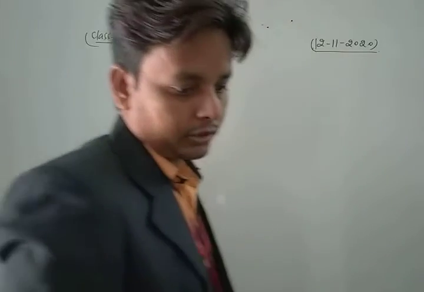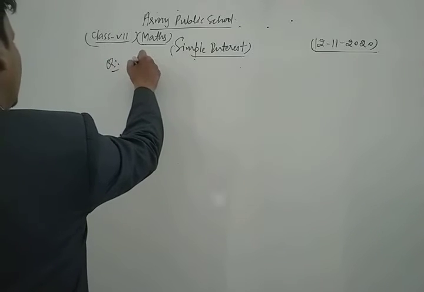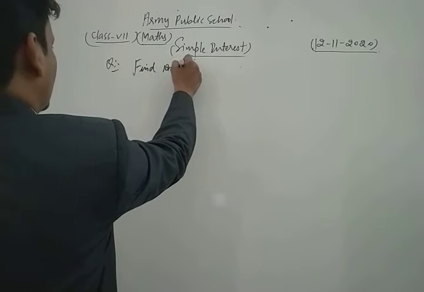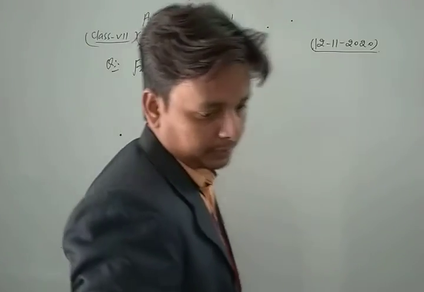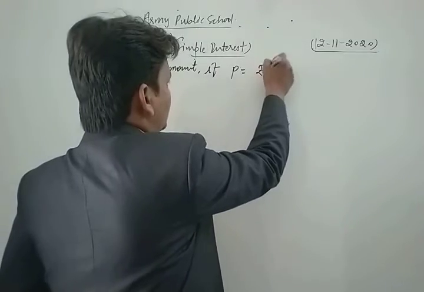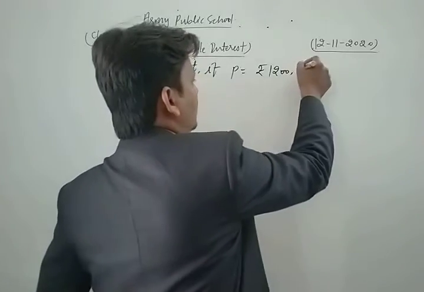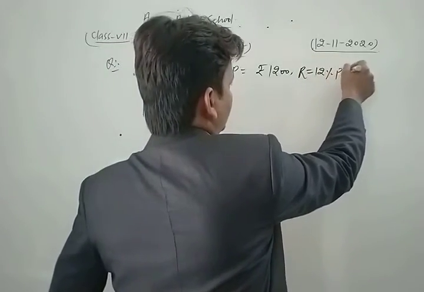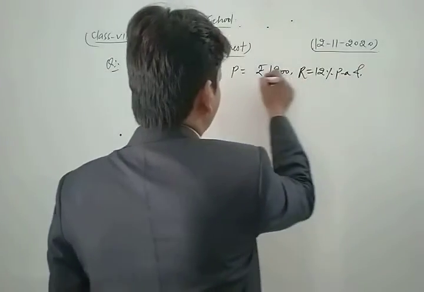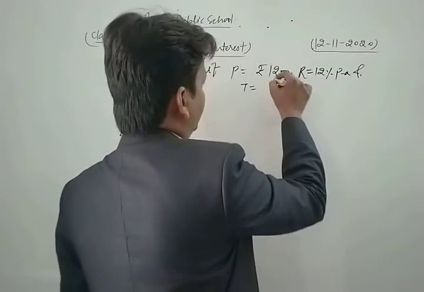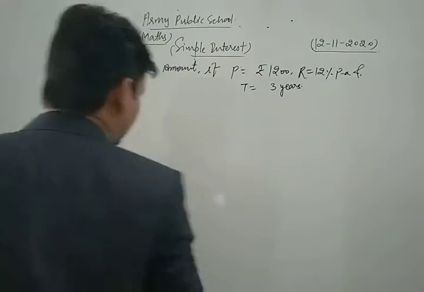Now let's see the next question, dear students. Find the amount if the principal amount is rupees 1200, the rate of interest is 12% per annum, and the total time is given as 3 years. This is the question here. Now let's see its solution.